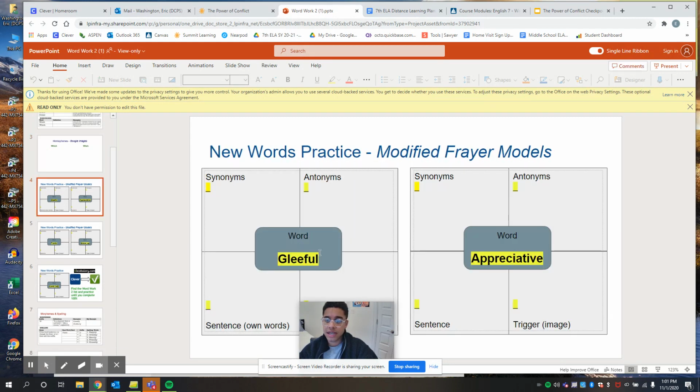All right, moving on, our Frayer models, slides 4, 5, and 6. What you need to do is you take this word gleeful, you come up with synonyms, okay? So synonyms are words that are very similar to the word gleeful. Synonyms in general are words that are similar to whatever word you are referring to or talking about. So in this case, we're talking about gleeful. So we need to find words that are very similar to gleeful.